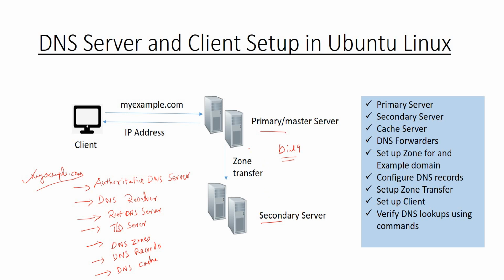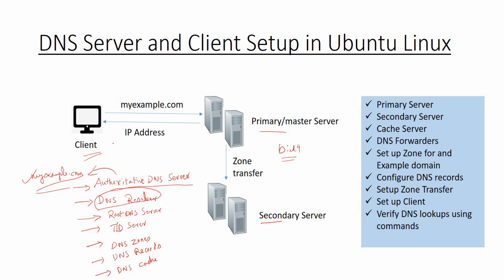Primary and secondary servers are authoritative name servers for the internal domain myexample.com. That means the zones in these servers will contain all the internal DNS records corresponding to myexample.com. And then we are going to set up the DNS client. We are also going to see how the client sends DNS queries to these DNS servers. There we'll consider two conditions, with DNS resolver and also without DNS resolver.